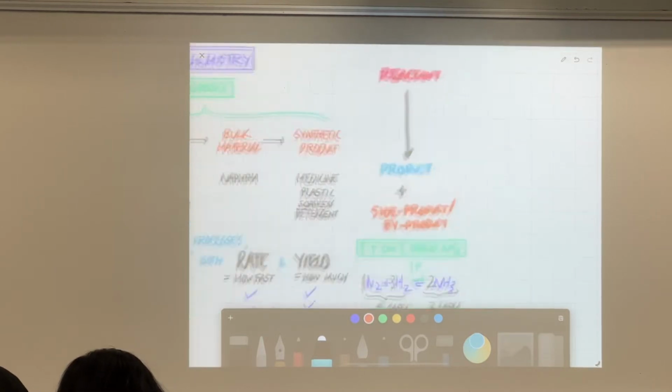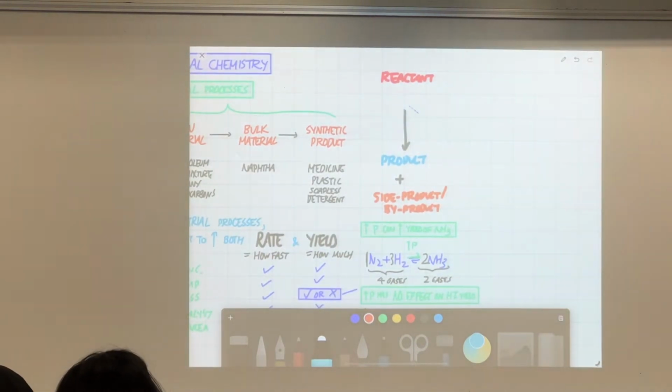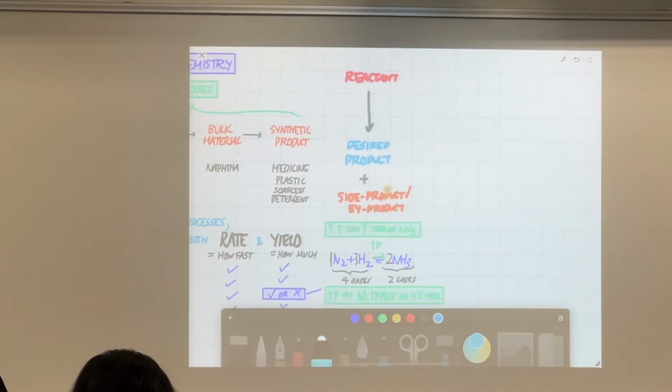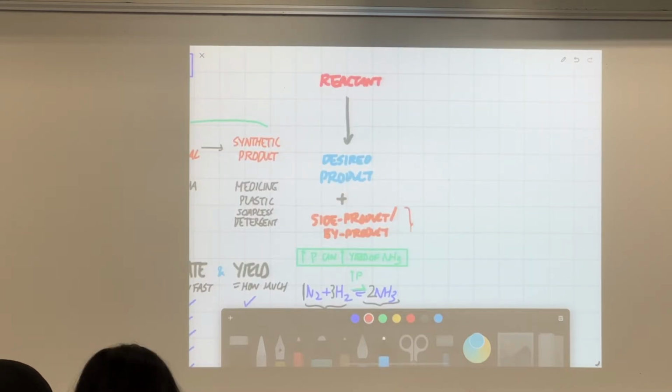So when I say product here, I mean the desired product. Okay, usually only one of the products is what you really want from the reaction. All the other stuff that is formed alongside the desired product, they will be called side products or byproducts. They are considered as some kind of a waste. Okay, so this is waste.